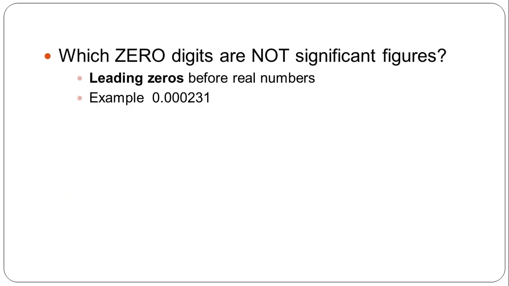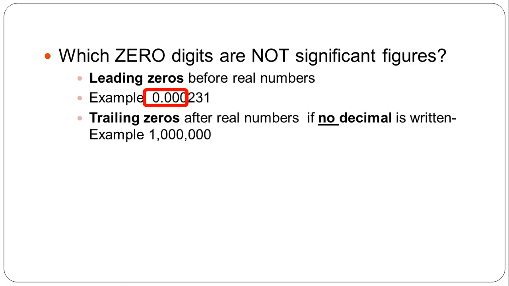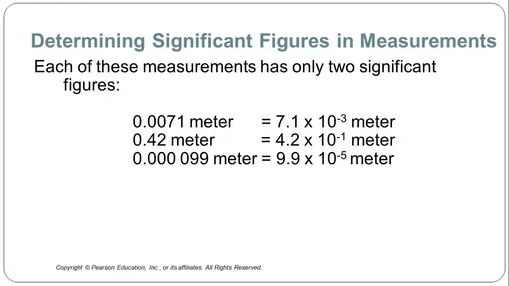Okay, next. Which zero digits are not significant figures? Yung una or leading zeros before real numbers. Example, 0.000231. So, yung 0.000, yung apat na zero, hindi siya kasali or hindi siya significant figures. Those are leading zeros. Trailing zeros after real numbers, if no decimal, kung wala siyang tuldok, kuwit lang yung nakalagay, halimbawa, 1 million, lahat yun ay hindi siya significant. Okay? Itong 6 na zeros, trailing zeros, pero walang decimal, ay hindi siya significant figures.